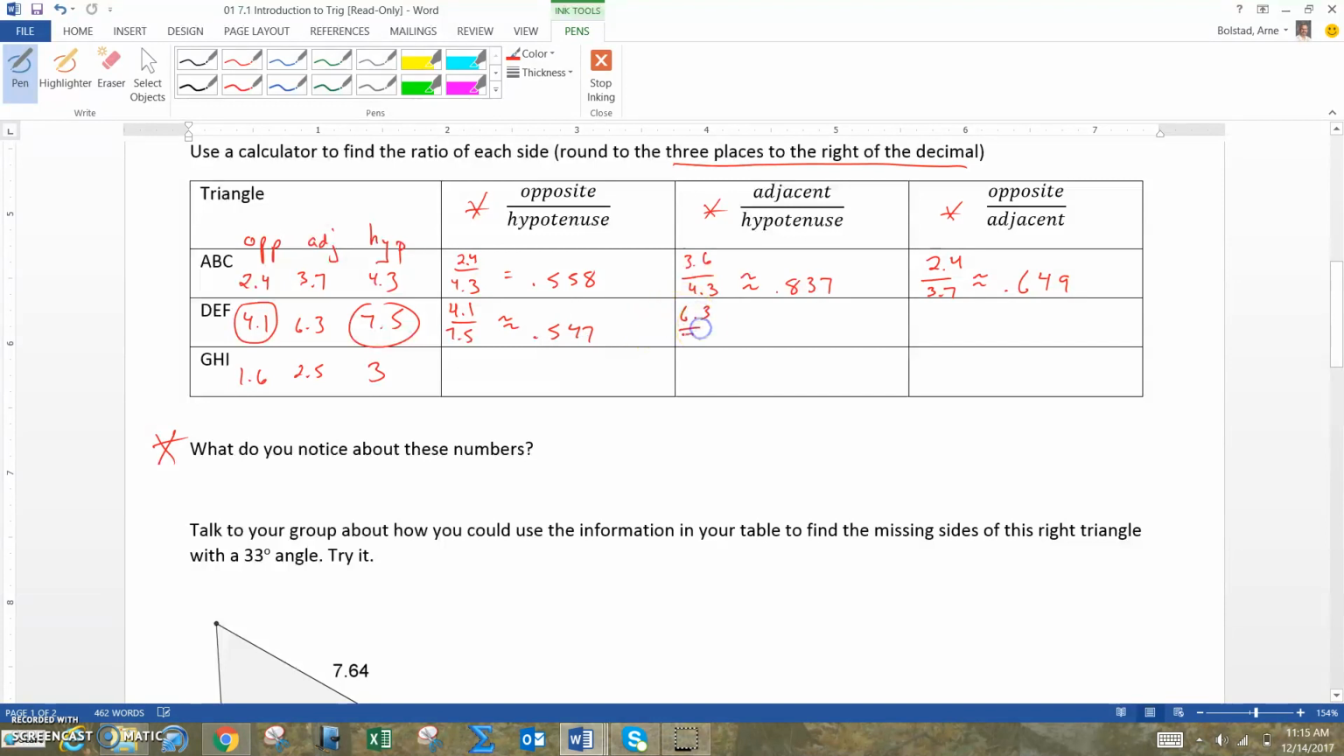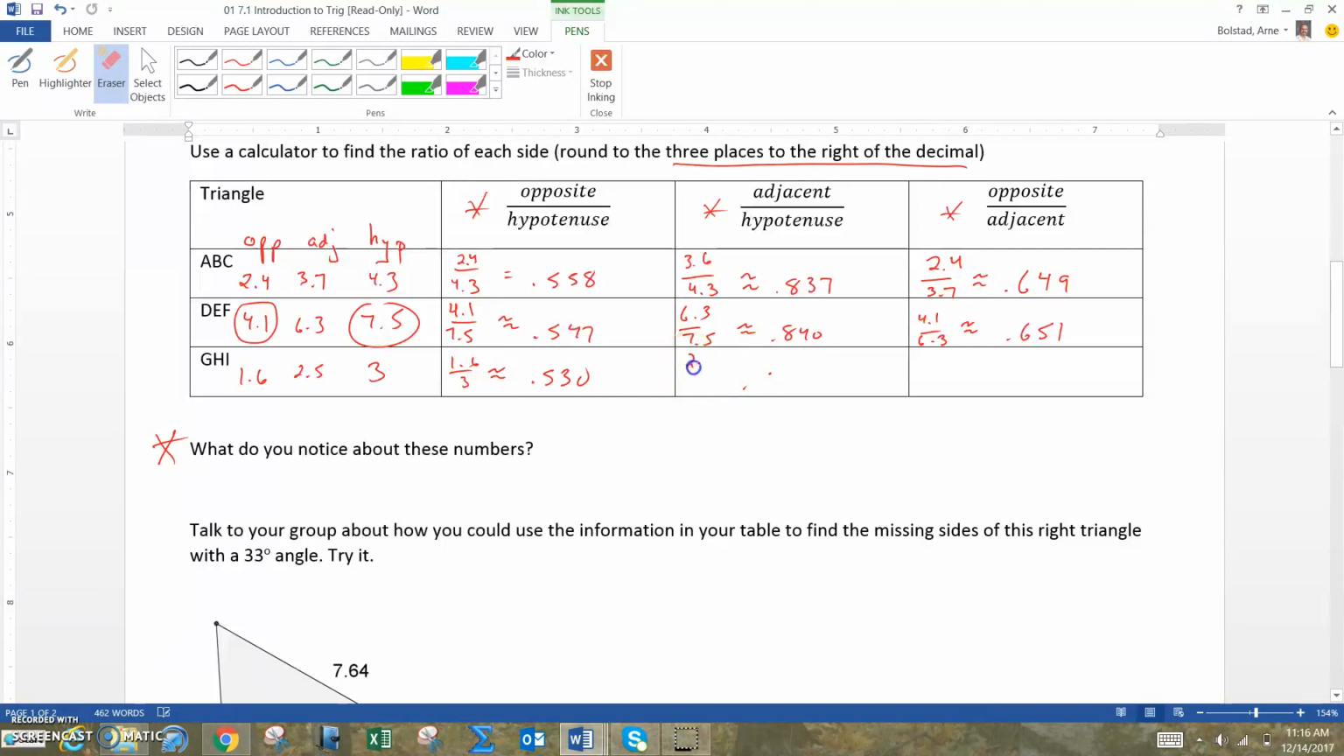We then have 6.3 over 7.5. We get about 0.840. And lastly in that column, 4.1, the opposite side over the adjacent side, which we've got at 6.3. Gives us about 0.651. Last triangle, 1.6 over 3. Sorry, 1.6 over 3 gives us 0.530. I'm going to get rid of that.